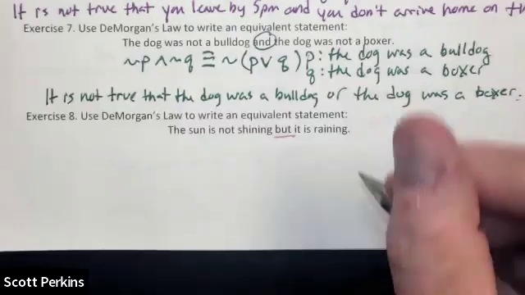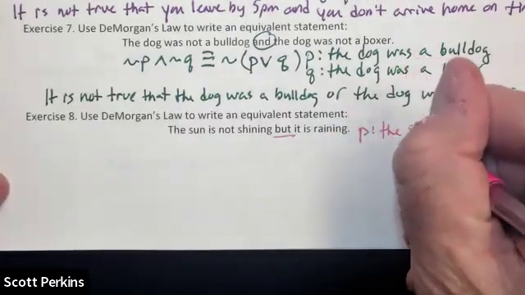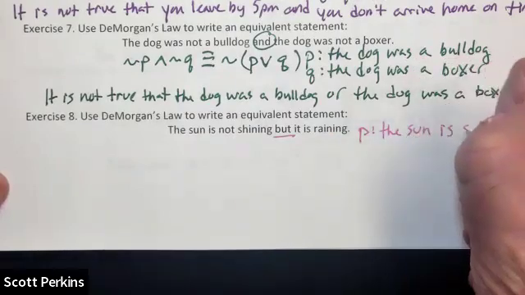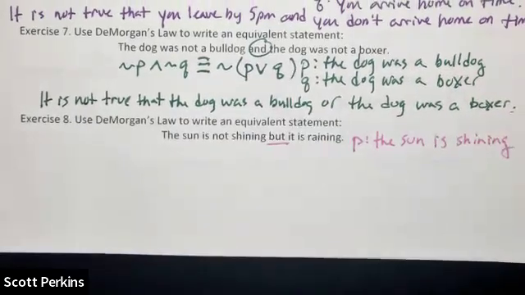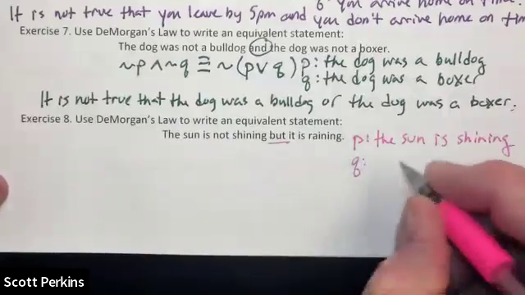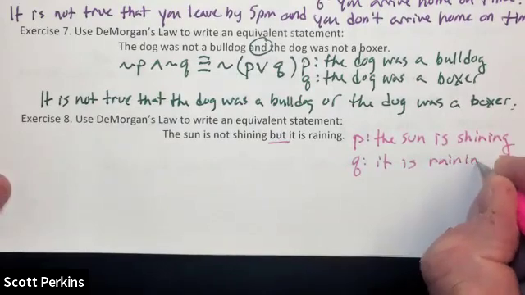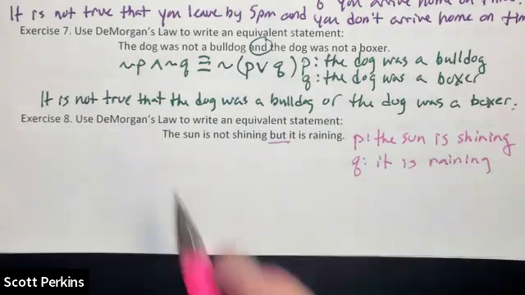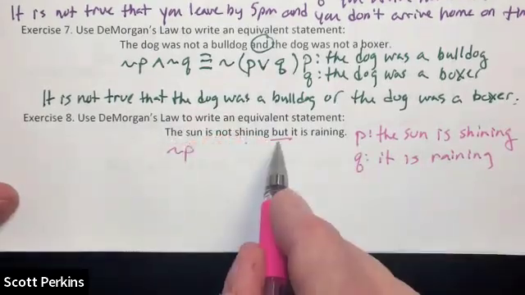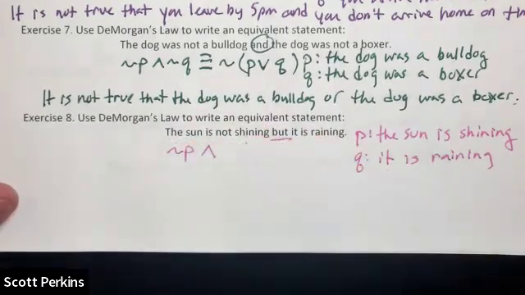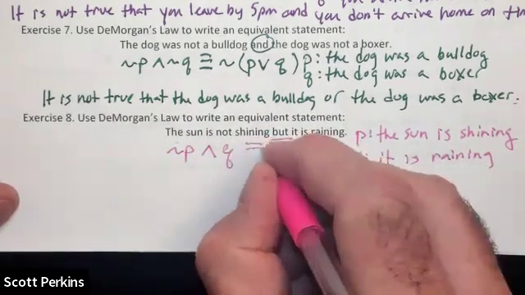All right, here we go. Statement P is the sun is shining. Always define those simple statements in the positive. Be positive. Statement Q is it is raining. So here we go. The sun is not shining is squiggly P. But is a form of the conjunction. So and it is raining, Q.